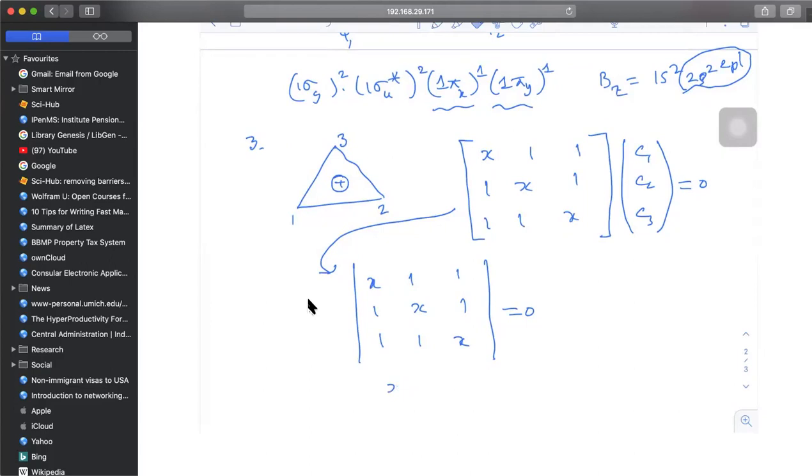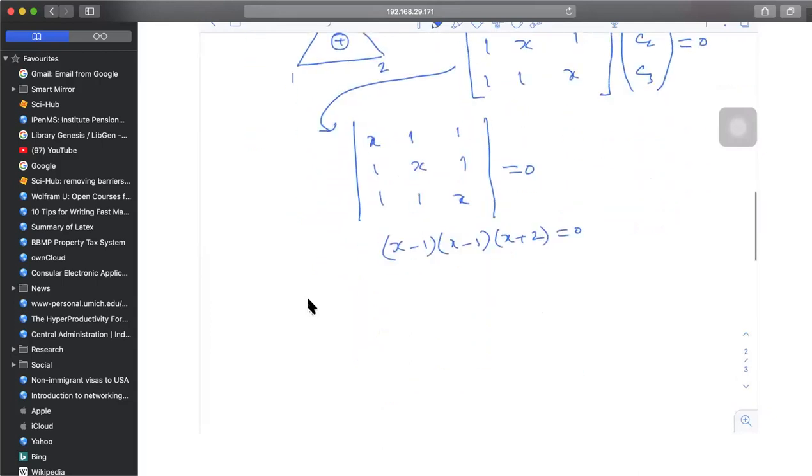Plus 1 and minus 2. x minus 1 into x minus 1 into x plus 2 is equal to 0. This is what you will get, which means that the solutions are actually x is equal to 1, that occurs 2 times, and x is equal to minus 2. These are the values of x.